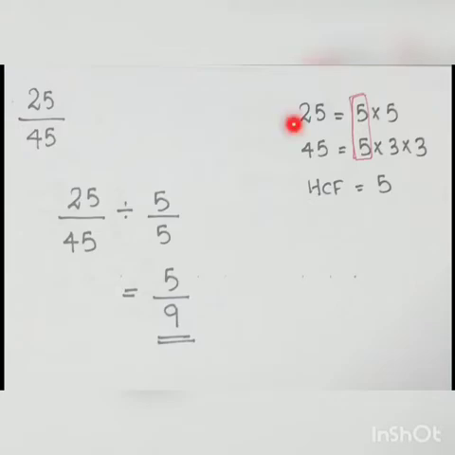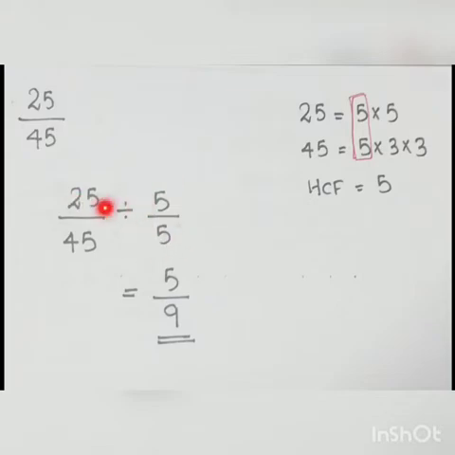So 25 is 5 into 5 and 45 is 5 into 3 into 3. So what is common here? 5. So the HCF is 5. So the common factor between 25 and 45 is 5. So I am dividing both the numbers by 5.